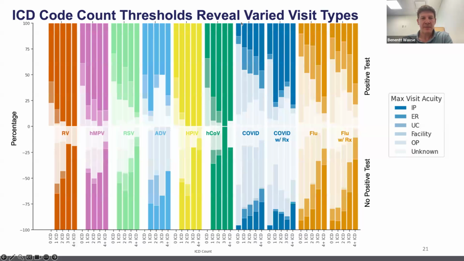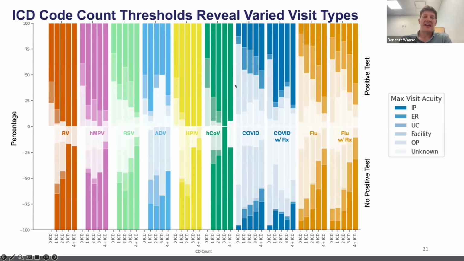So let's compare COVID and influenza. These have a good mix, actually, of inpatient, ER, and outpatient stays. When we compare that to all of the less common viruses, which look predominantly inpatient. And so we have to be careful. Of course, right here, we're not saying that these viruses cause more severe disease. But actually, we're detecting more severe disease.